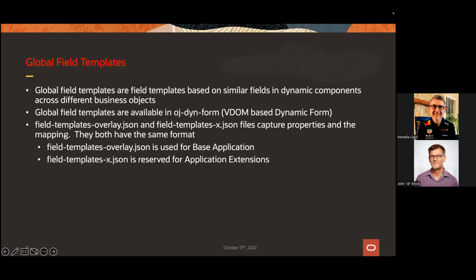One caveat is that global field templates are available in the OJ dynamic form VDOM version, the virtual DOM version of the dynamic form. VDOM is a concept we introduced for JET, and we support that in the dynamic form. So global field templates are only available for the VDOM version of dynamic form, which is oj-dyn-form. If you go in Visual Builder to download or install a dynamic form, you'll see two flavors of it: the VDOM version and the non-VDOM version, or the CCA version, if you will.